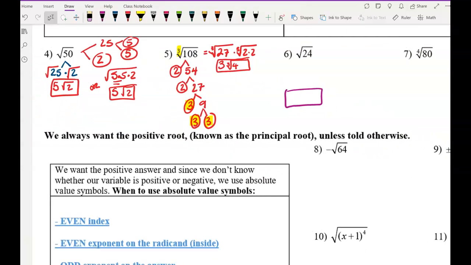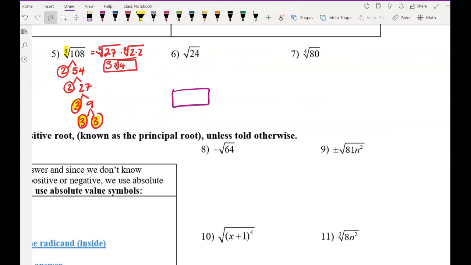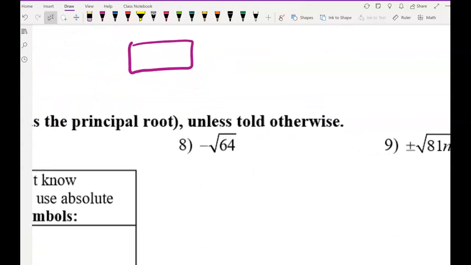Now, we always want the positive root, known as the principal root, unless told otherwise. So example 8, as you can see, we have a negative square root of 64. Well, a negative square root of 64 is the same thing as saying negative 1 times the square root of 64. Well, the square root of 64 is a perfect square number, so it's now negative 1 times 8. So that's going to give us negative 8, okay?